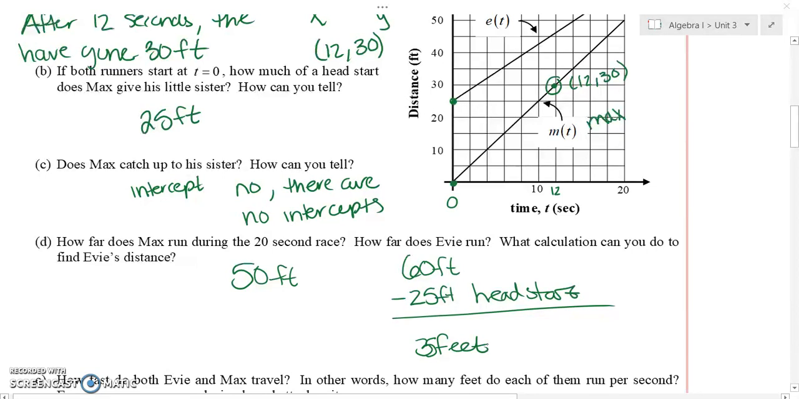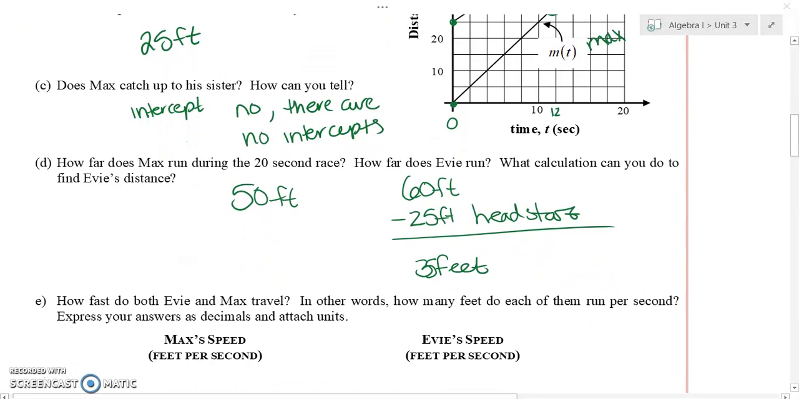So right now we haven't done anything to do with the average rate of change or slope. We're leading up to it. We're now going to look at that right now. It says, how fast do both Evie and Max travel? In other words, how many feet do each of them run per second? Express your answers as decimals and attach units.